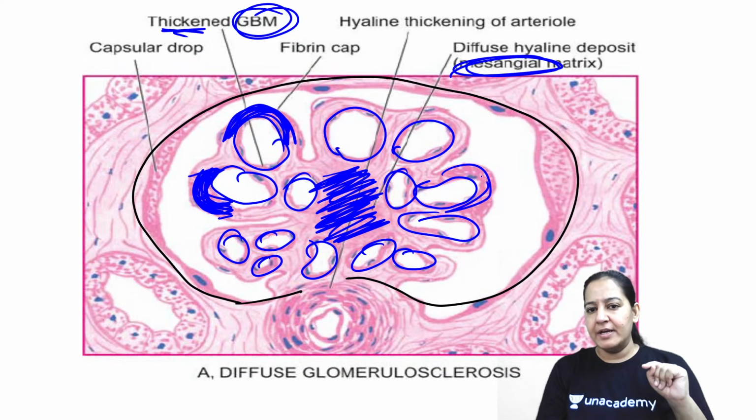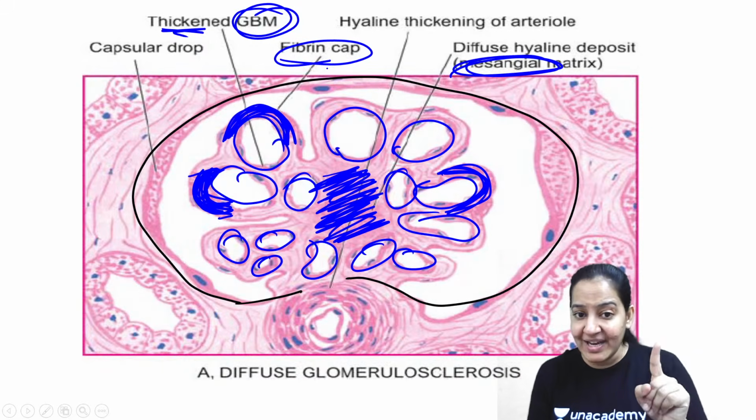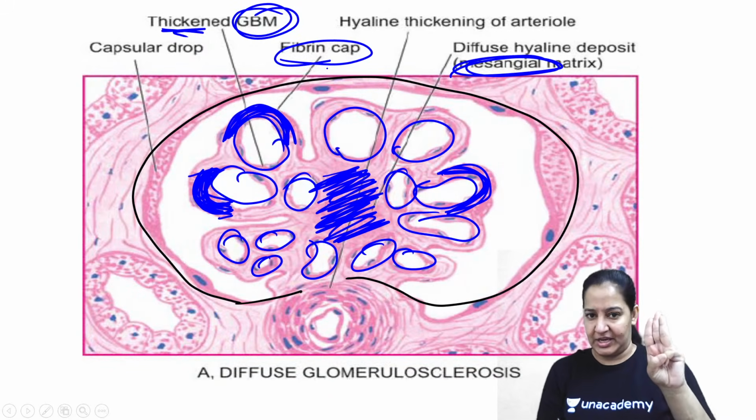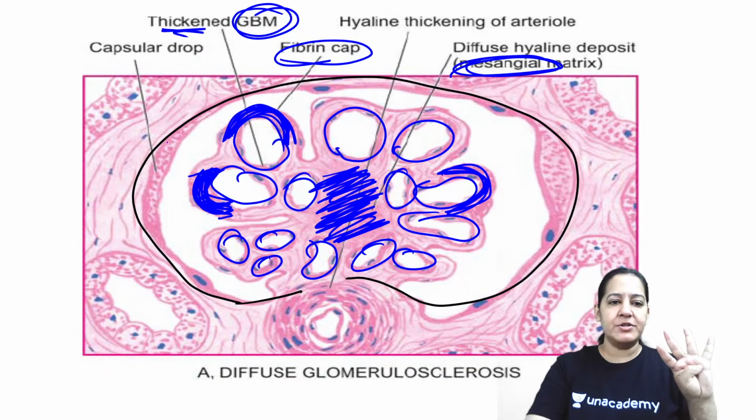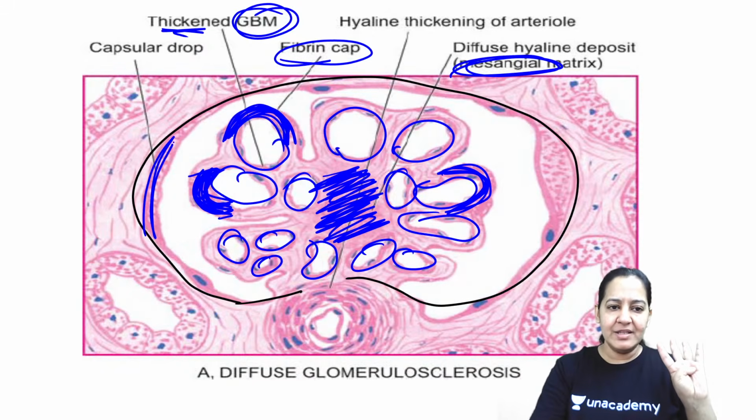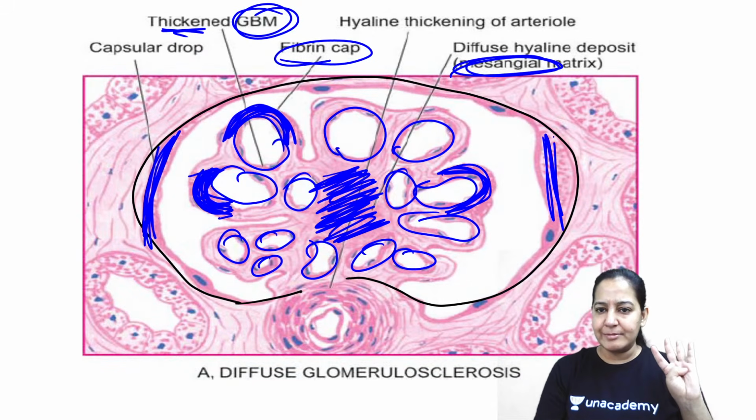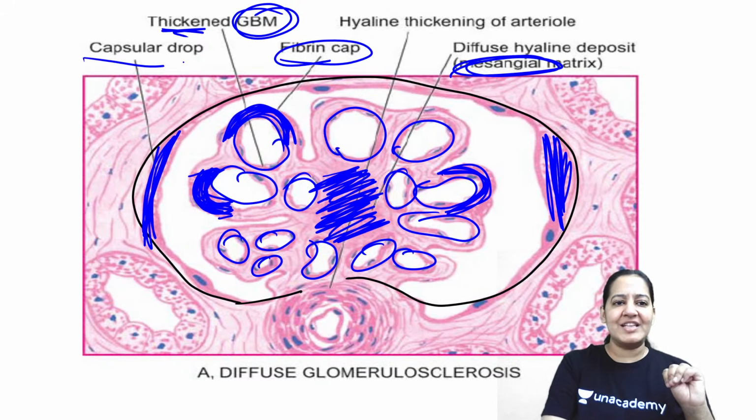See this capillary. It also has a cap. This cap is known as the fibrin cap, so hyaline gets deposited in the wall of the capillary. The third thing, and the last one, is that it is deposited in Bowman's capsule. Can you see this is Bowman's capsule, this pink color material in the Bowman's capsule? Here also in Bowman's capsule, this pink color material. So this is known as capsular drop.